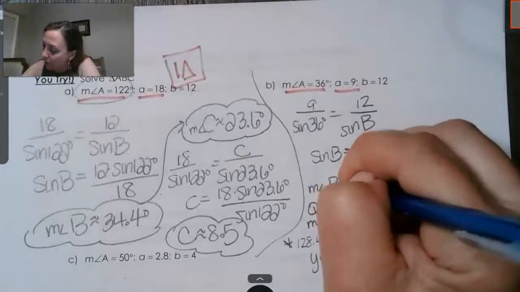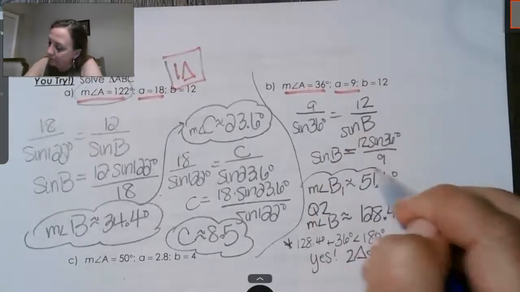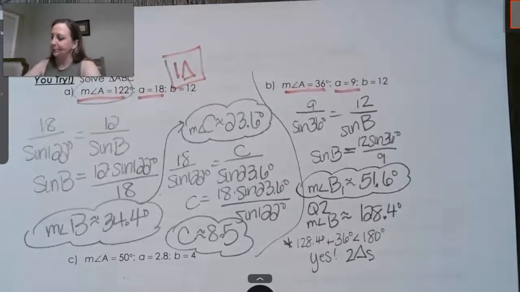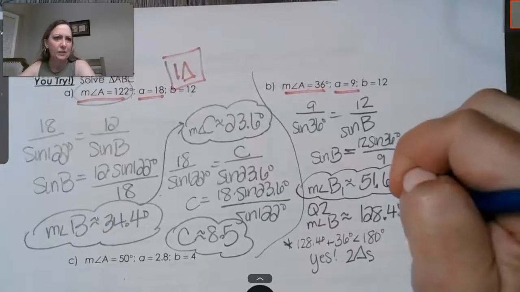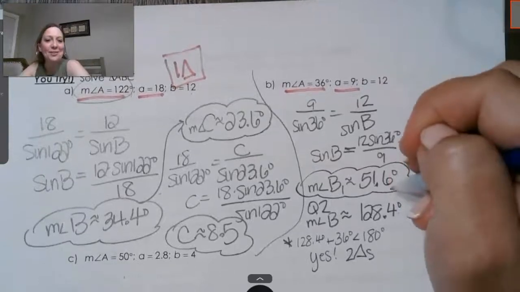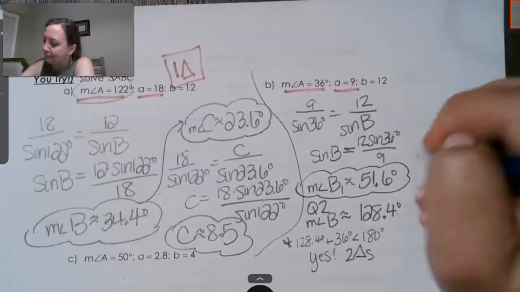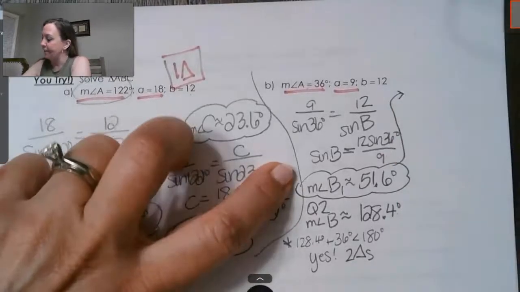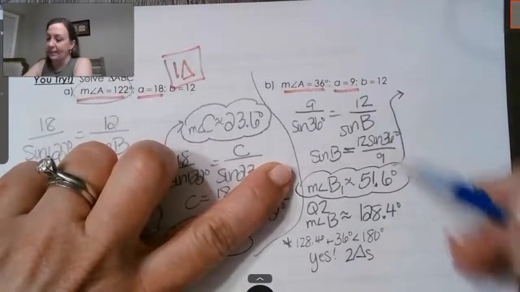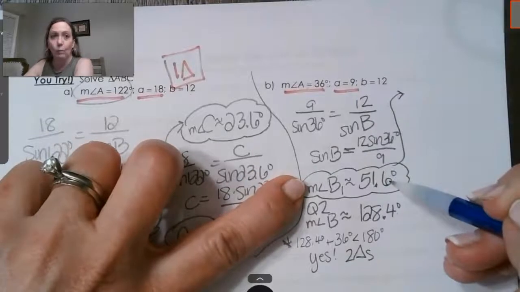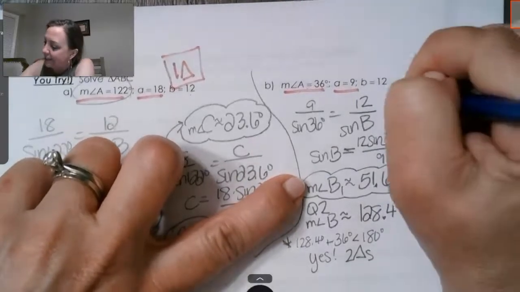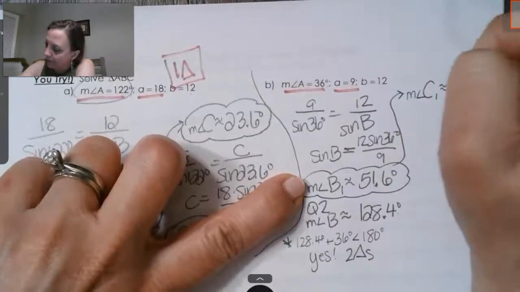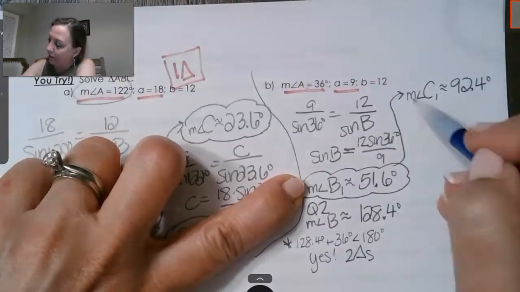So that means I'm going to call this B1, and I'm going to start dealing with that. If I happy cloud this one, I get confused right away. So I'm going to start with this measure of angle B1. So then I can subtract from 180. So 180 minus 36 minus 51.6 to get that measure of angle C1. That ends up being 92.4 degrees.